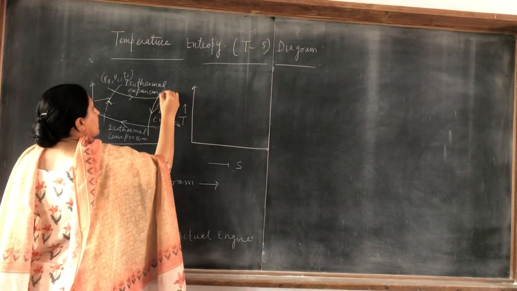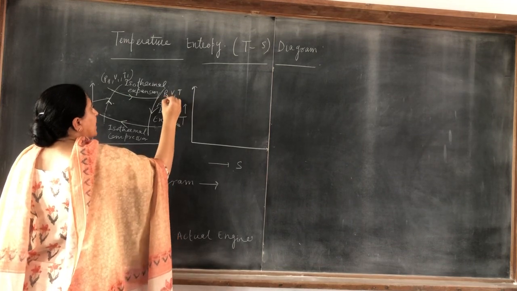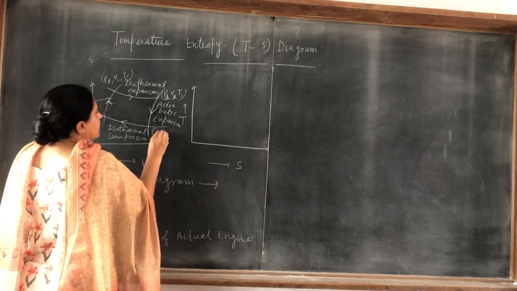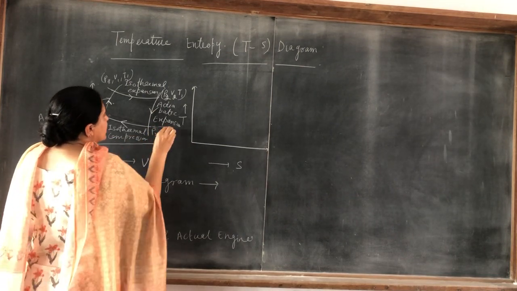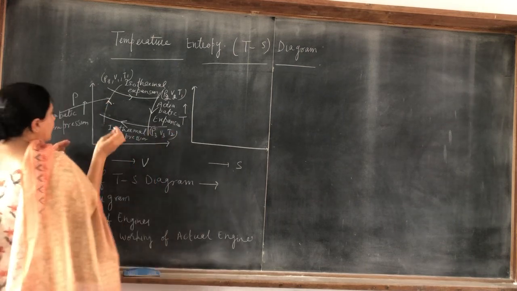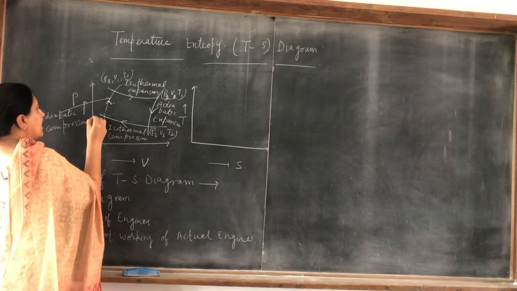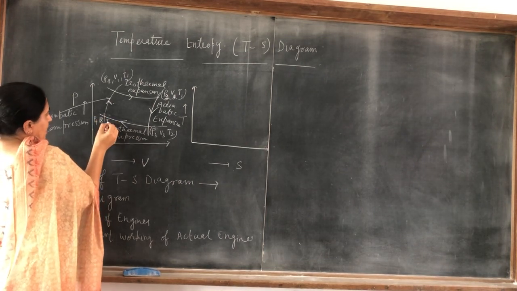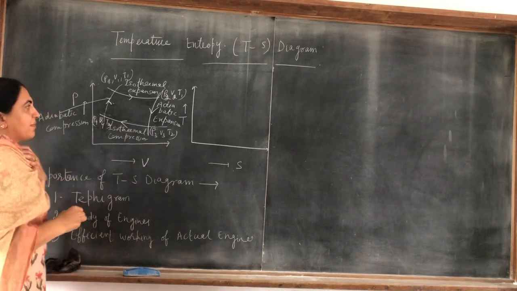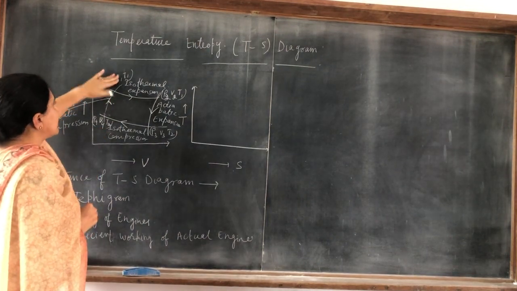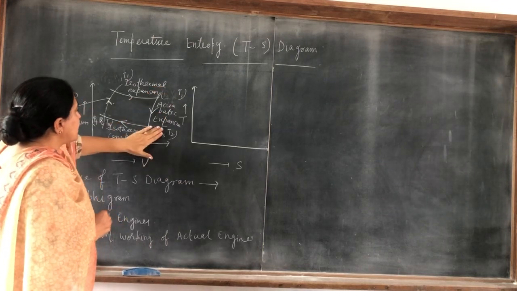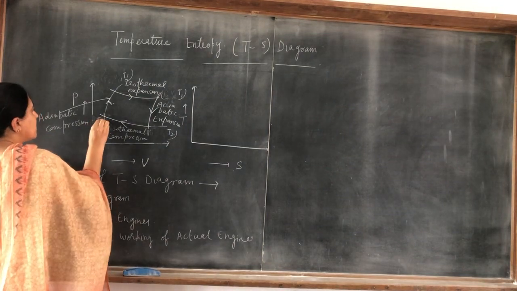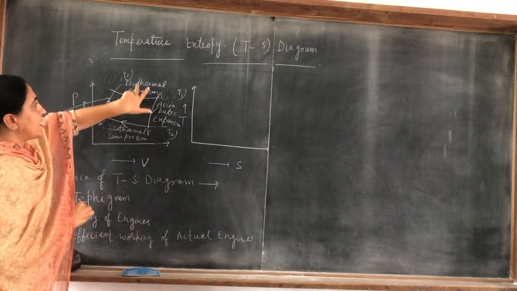Isothermal, so no change of temperature: P1, V1, P2, V2, T1. Adiabatic: P3, V3, and temperature is T2. Again isothermal: P4, V4, and temperature is T2. So the temperature will not change. Here is temperature T1, here T1, here T2, here again T2. Clear? Isothermal means temperature remains constant, that is T1.